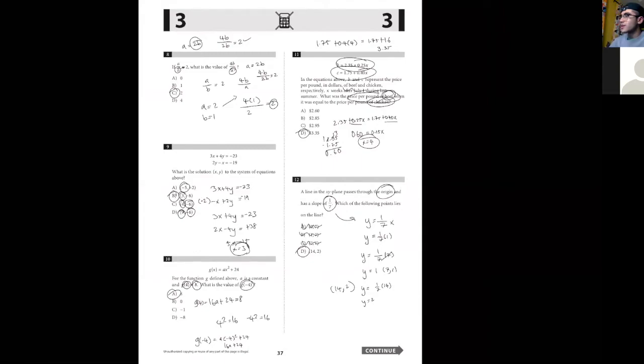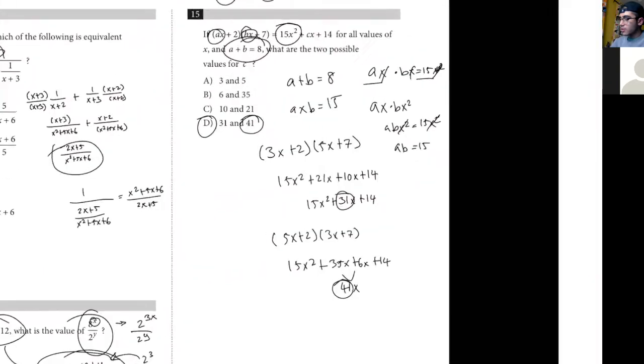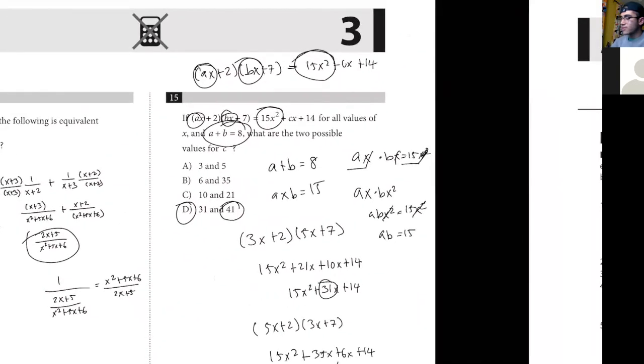So what's our next question here? 15. All right. So Nikki, what exactly are you having trouble with on 15? I'm assuming it's the 15. A times B is equal to 15. Is that what you're having trouble with?